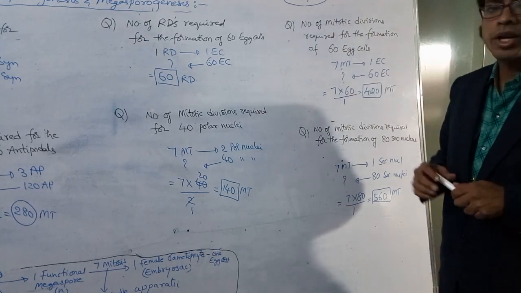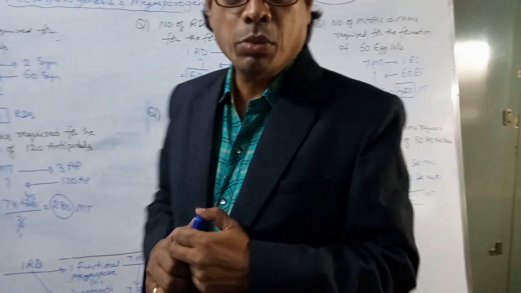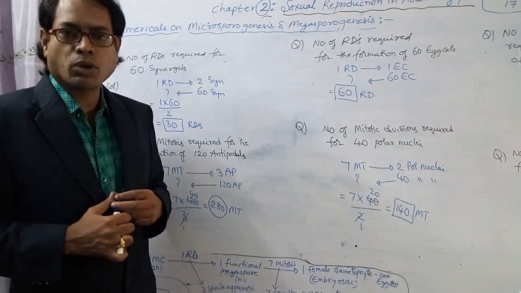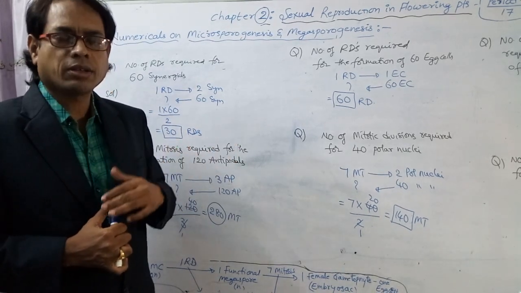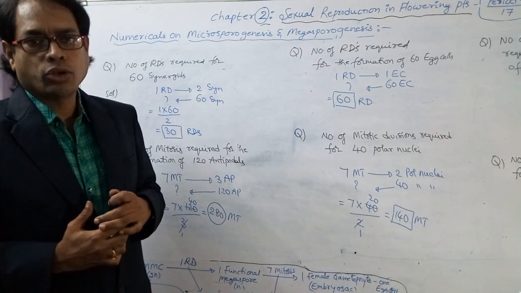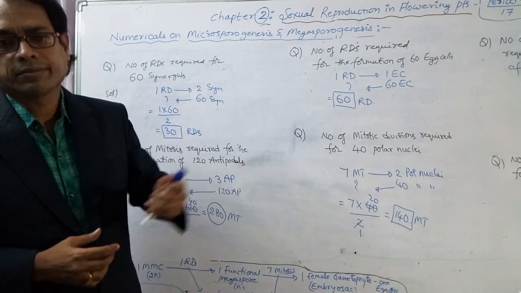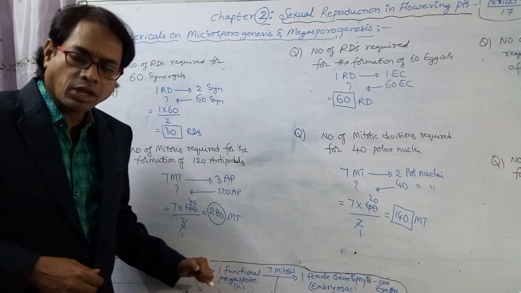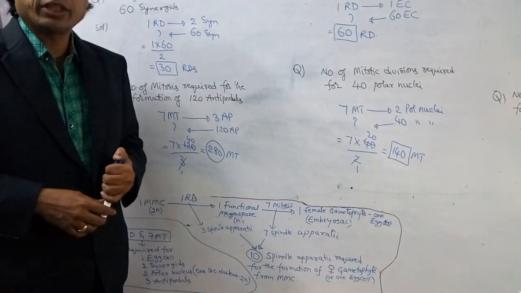My dear students, I hope that you are understanding my topics. This is the completion of period 6. These are the numericals on microsporogenesis and megasporogenesis. Try to solve these problems one by one. I hope that you are understanding. Go through the problems once again. You have to be thorough with this megasporogenesis concept. Okay, thank you very much.